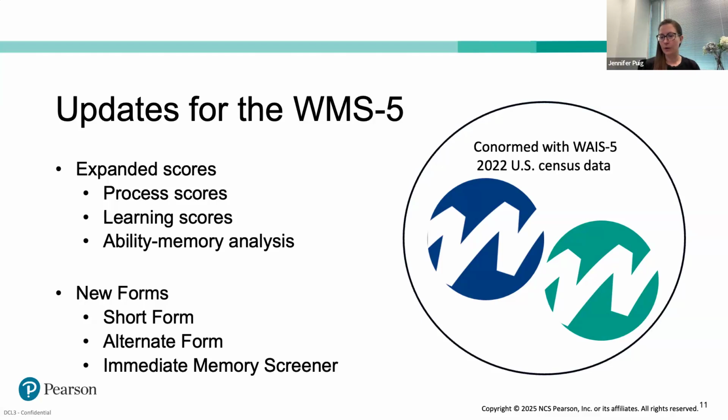The standard form includes all of the WMS 5 subtests, and that's very similar to the WMS 4, in that the WMS 4 has all the subtests. The short form is a sample of subtests from the 3 major domains that are assessed by WMS. The alternate form is a parallel form that assesses auditory and visual memory, and the immediate memory screener is embedded in the standard form.